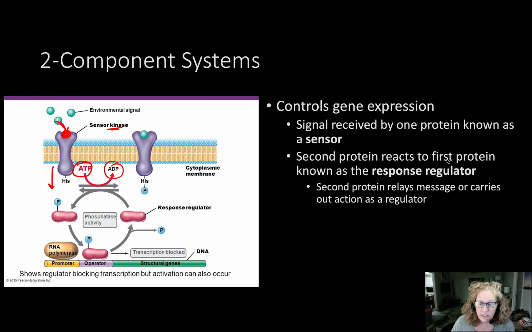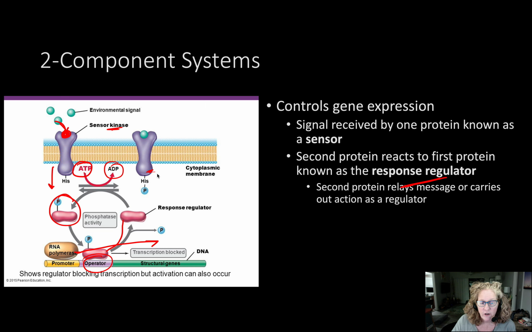Our second protein is the regulator or response regulator. So here is our response regulator. The phosphate group from this ATP gets bound to our response regulator. This response regulator binds to the operator region of a gene. This will activate RNA polymerase, which will then begin transcription of the gene, or be blocked from transcribing the gene. And then this will lose its phosphate group. The response regulator is now ready to receive a new one.